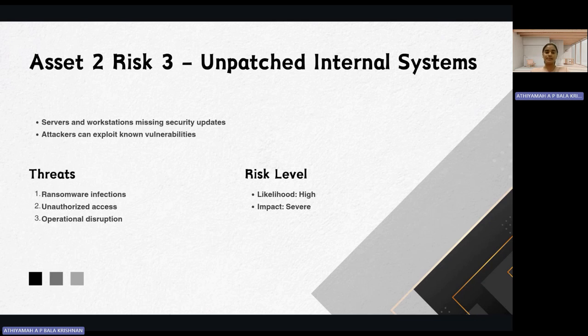Even a single outdated device can be enough to let an attacker into the network. The likelihood of this happening is high since patching can sometimes be delayed or overlooked, especially in busy environments. The impact is severe because successful exploitation can cause operational downtime, data breaches, and financial losses.